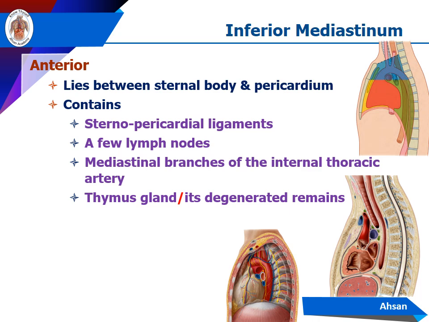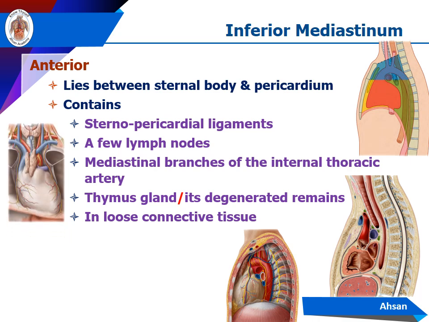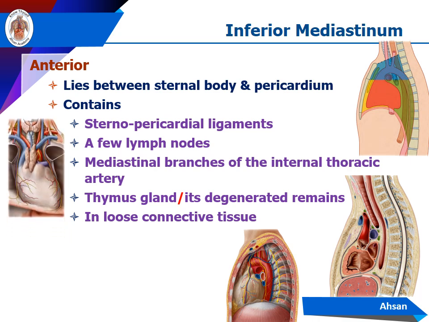The thymus is more prominent in the younger age, and gradually it degenerates, so it is withdrawn from the anterior mediastinum with the increase of age. Loose connective tissue is present in the rest of the areas and fills them up.